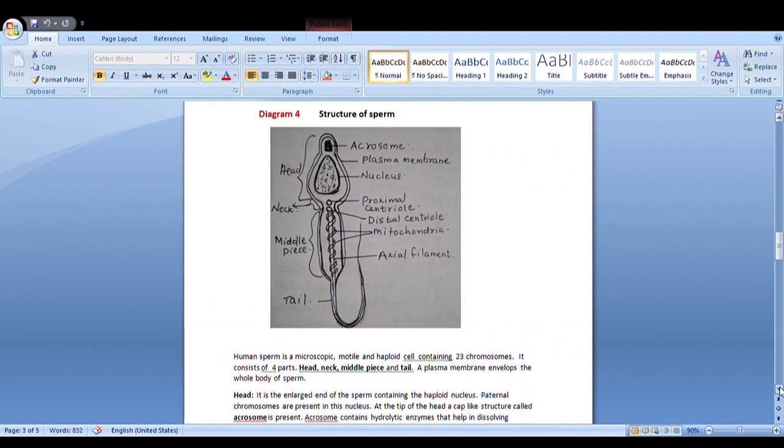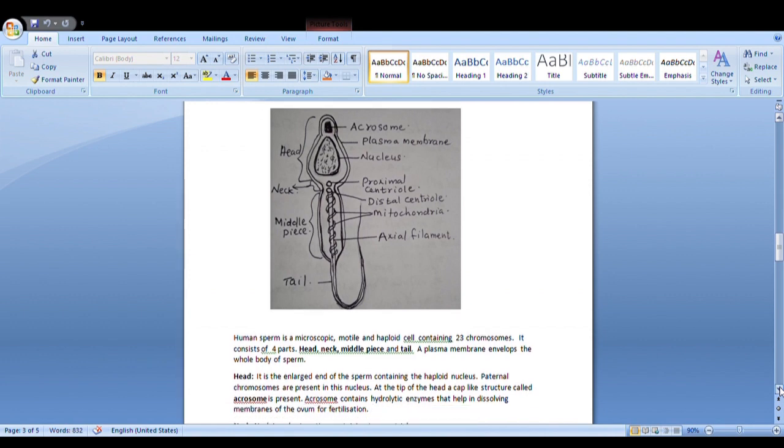Next comes the structure of sperm. Human sperm is a microscopic structure. It is very minute, hence it is microscopic. Motile. Motile means having the ability to move. And haploid cell containing 23 chromosomes. It consists of 4 parts: head, neck, middle piece, and tail.